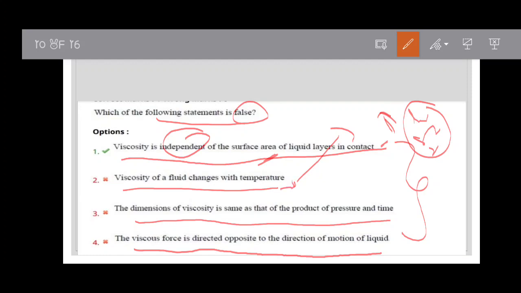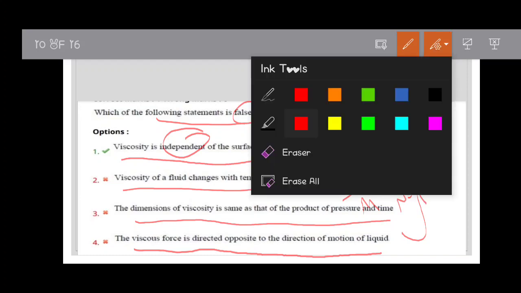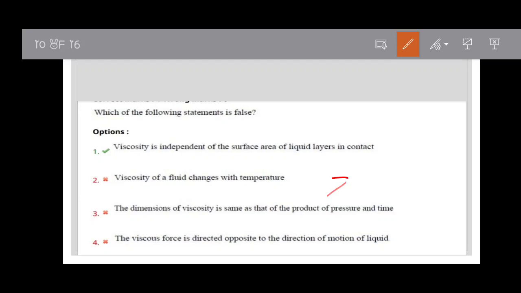Let's see the third option. The dimensions of viscosity is same as the product of pressure and time. Units of pressure are Newton per meter square, and the product of pressure and time is Newton second per meter square. Here the dimensions of viscosity are Newton second per meter square. This is correct.